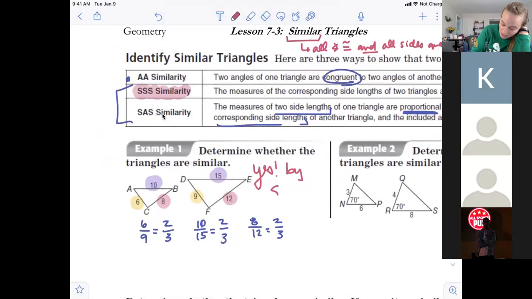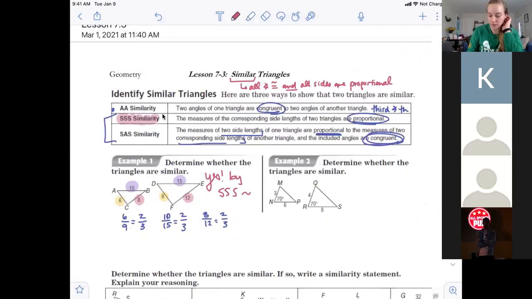And I'm going to say side, side, side similarity. Remember the other day we learned the similar sign is like the tilde. It's like a congruent sign without the equal sign. So that was it. I just did all my scale factors. They're all the same. I'm going to say yes, we're good to go. Any questions here?